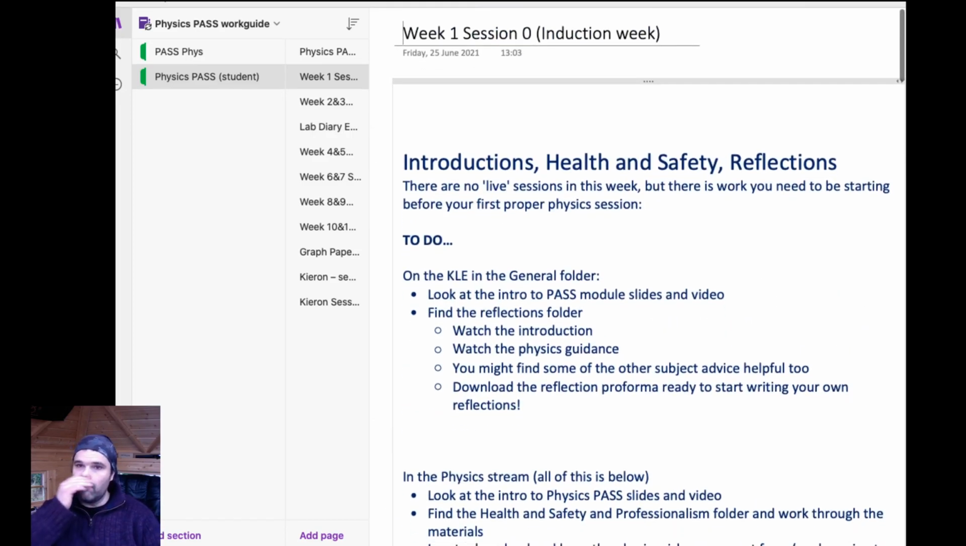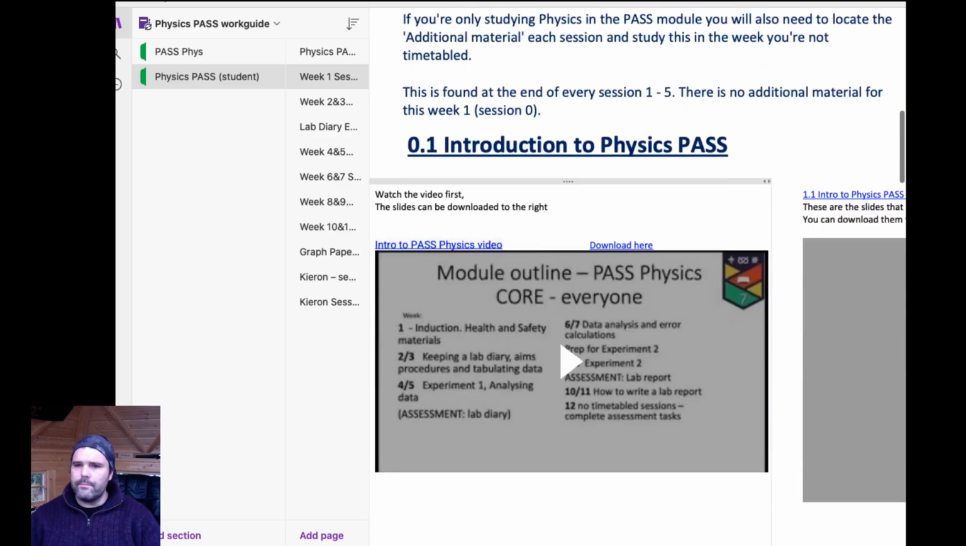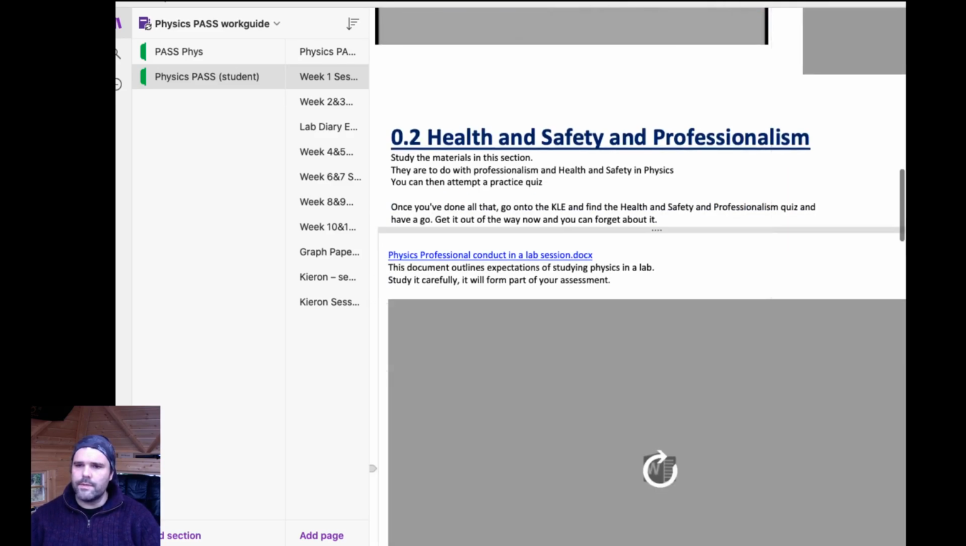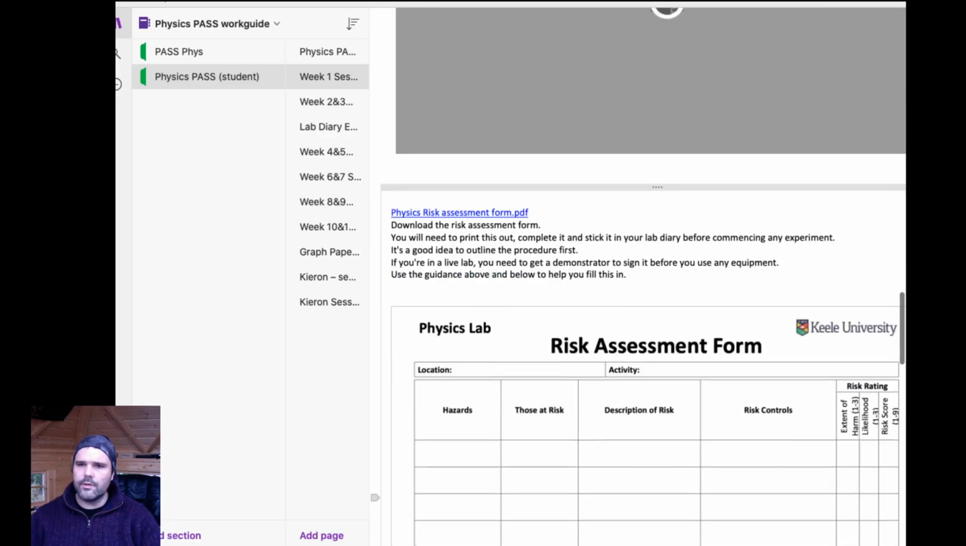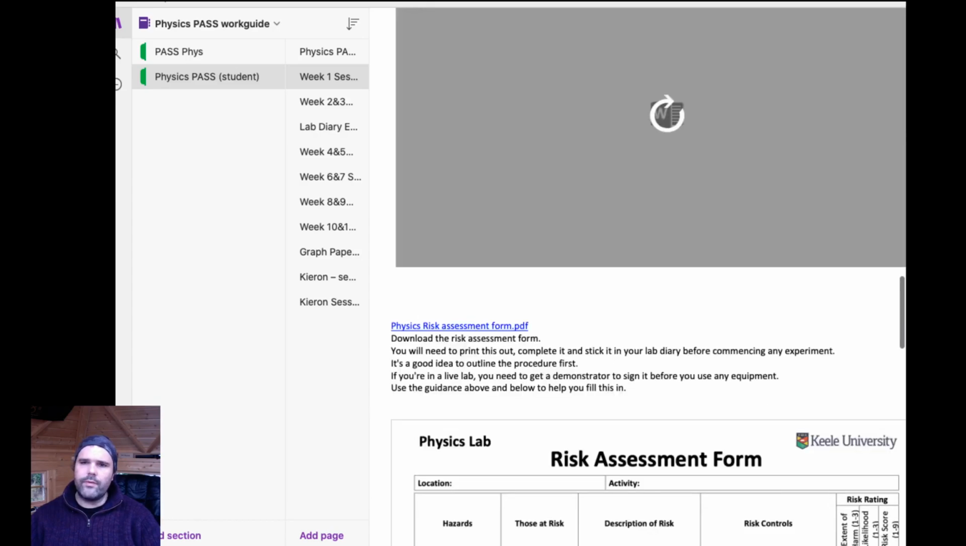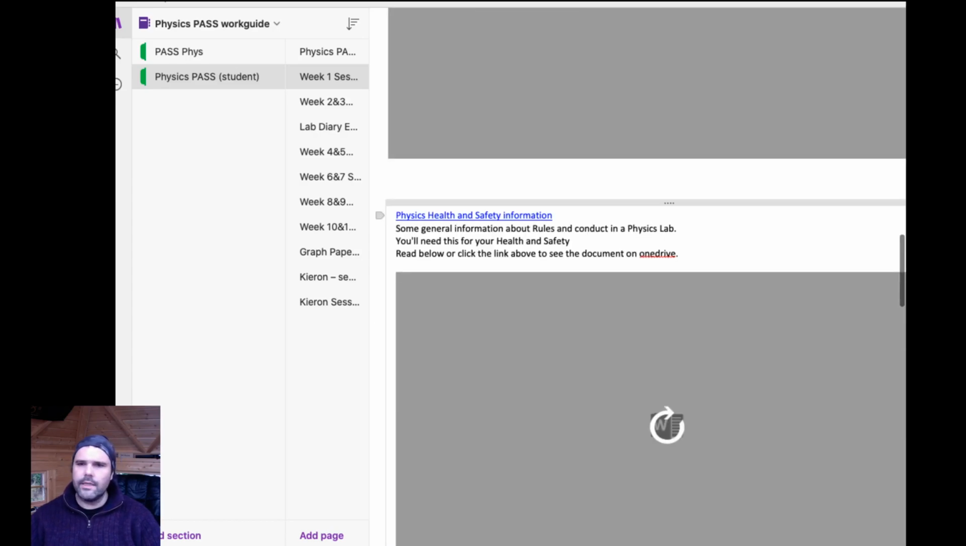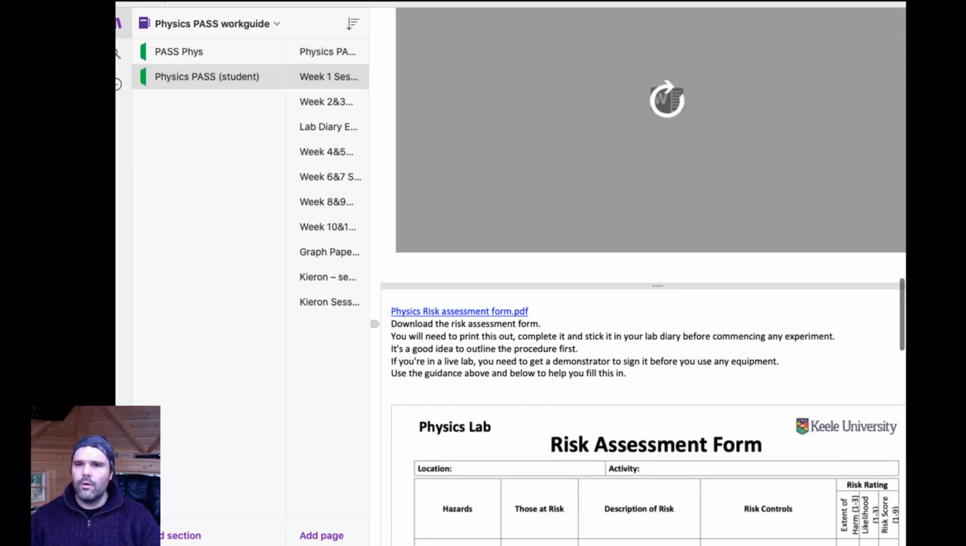So this was all the health, safety and reflection stuff that you should have read on your induction week. And this talks you through all the physics angle, anyway, at least on the assessments. So if you scroll down a little bit, health and safety and professionalism stuff, there's some documents and things there that you can have a little look at. You just need to click on those so that they load up. Or if you have difficulty viewing them, you can just click on the link and it'll take you straight to an actual document, or one that you can download.